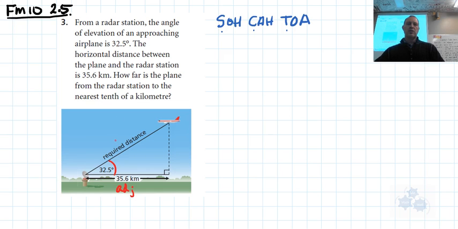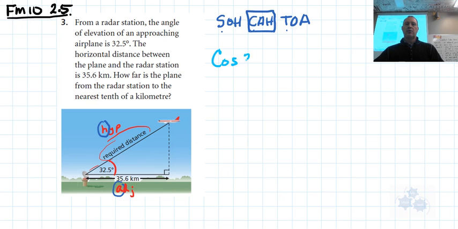Now, we're looking for this one. So what side of the triangle is this right here? It is the hypotenuse. Very, very good. So look at what we have. We have A and H. So which one are we going to use? Cosine. You see that? CAH. That's right. So we're going to set up our equation. No problem.